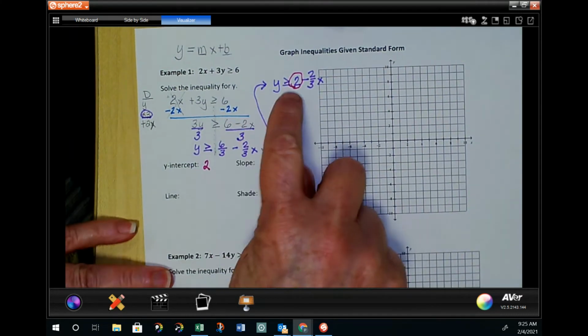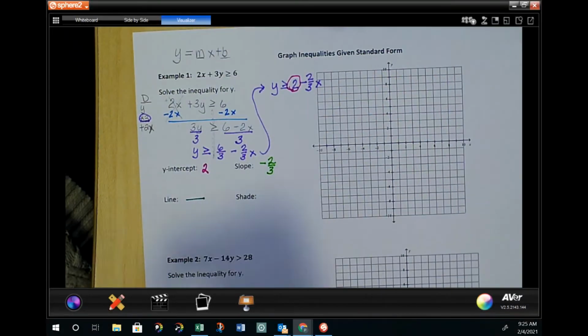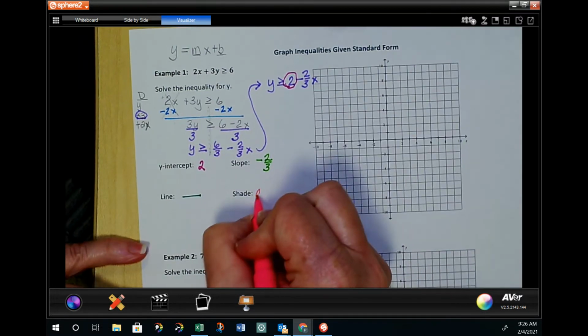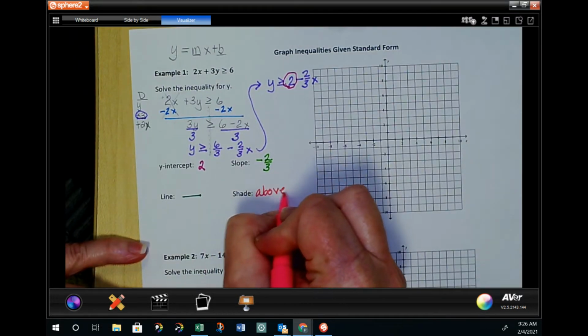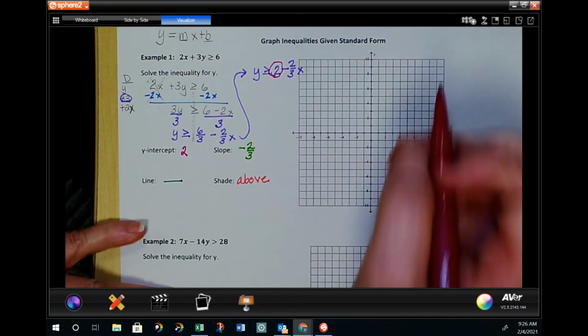Okay, and there's a solid line under it. So when it's a solid, we know that this is going to be a solid line and it's going to be greater, so we're going to shade above. We're going to shade above when it's greater. And now we're going to go through and we're going to graph. So when I graph, my y-intercept is at 2.